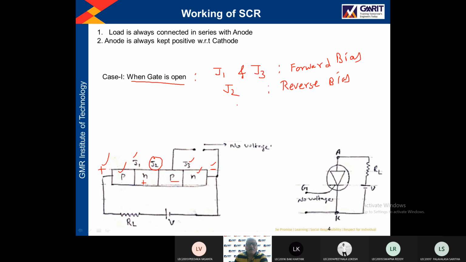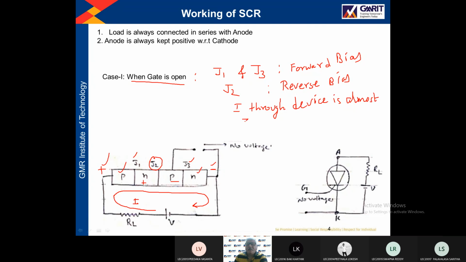So if this junction is reverse biased, no anode current will flow. Current will try to flow from this side in this way, but since J2 is reverse biased, this current will not flow. So current through the device is almost zero.